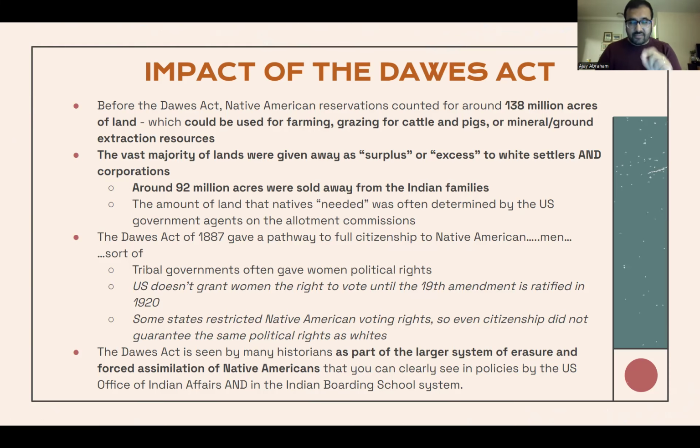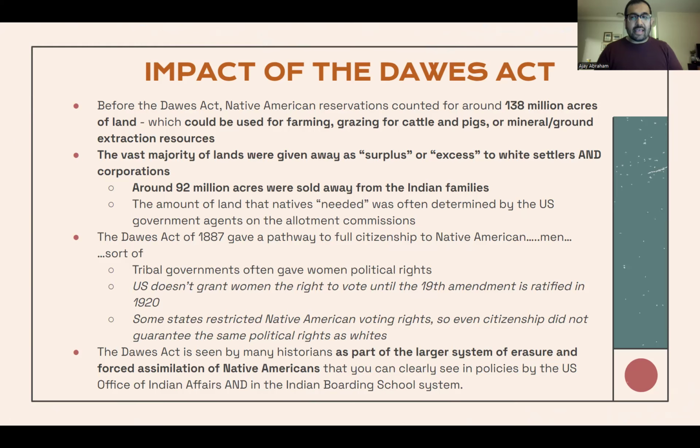The vast majority of this land was seen as surplus and excess because the Native Americans didn't need it, so we'll sell it. 92 million of the 138 was sold away, to white-run corporations and to white settlers. What was determined as how much was needed was decided by the Indian agents themselves. These are white government agents brought in to work with the tribes, but they're not working with them. They're telling the tribes what to do.